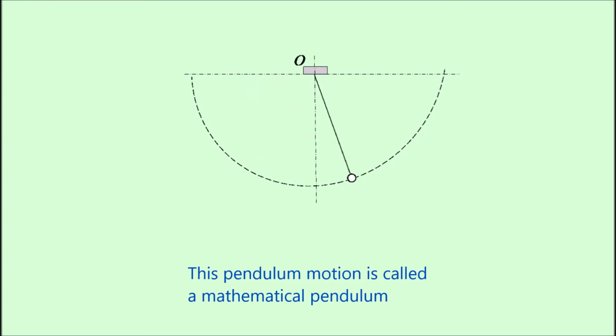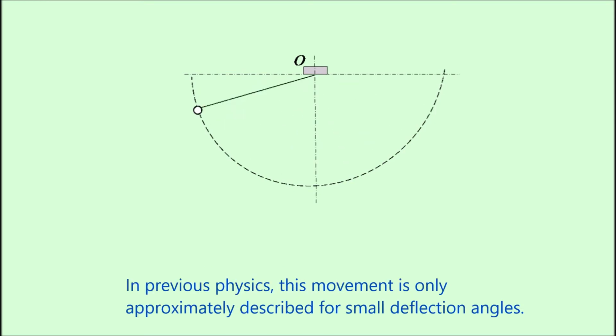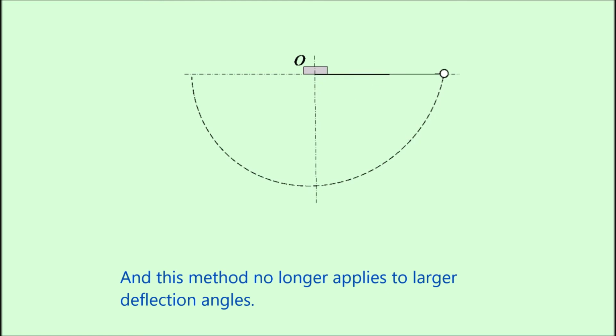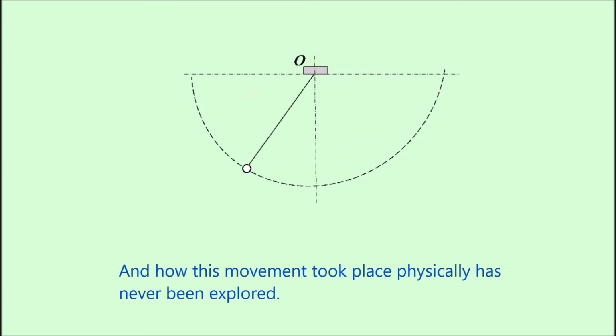This pendulum motion is called a mathematical pendulum. In previous physics, this movement is only approximately described for small deflection angles. And this method no longer applies to larger deflection angles. And how this movement took place physically has never been explored.